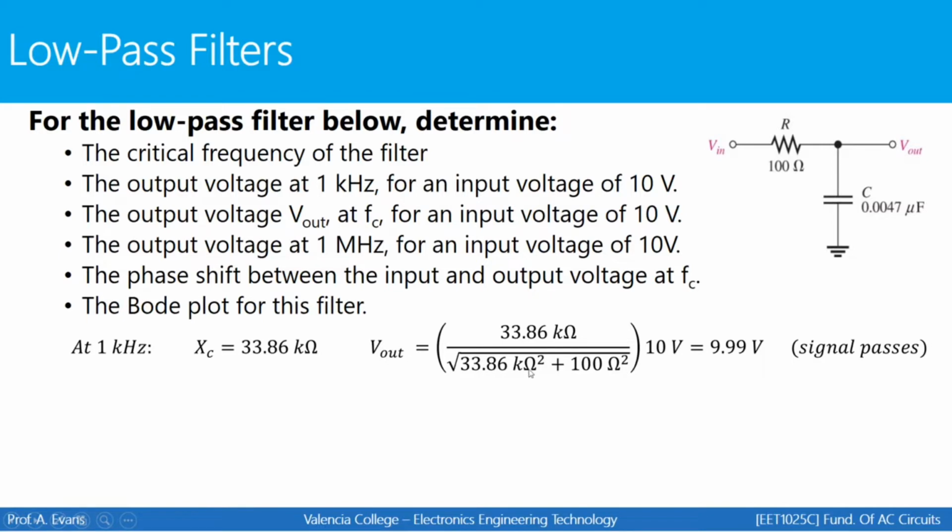That's all that is. So this is our total impedance of the two components combined together, going to polar form. So we have 33.86 kiloohms divided by the square root of 33.86 kiloohms squared plus 100 ohms squared. So we're combining these together, times the input voltage of 10 volts. You get 9.99 volts. So I sent 10 volts in. I got 9.99 volts out. Signal's passing. That's what that means.